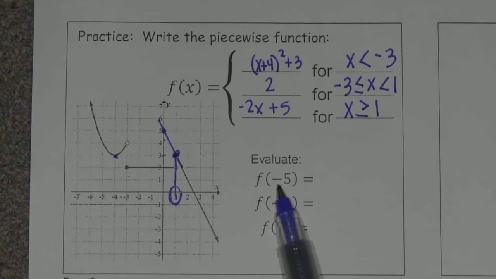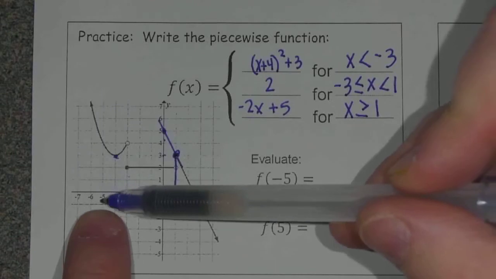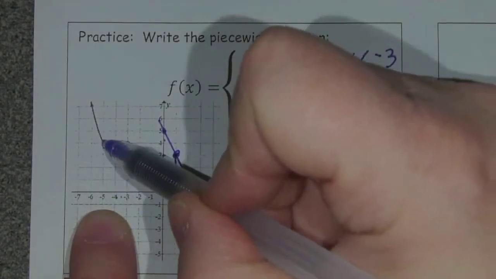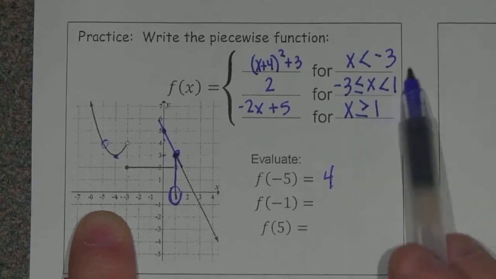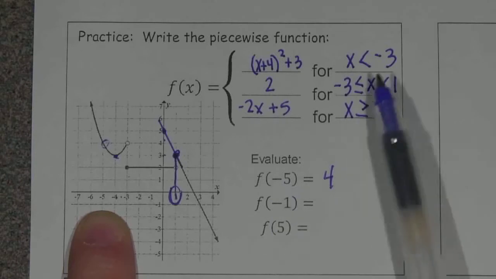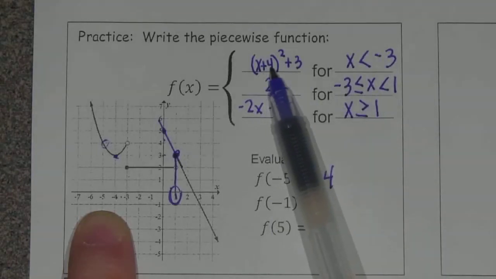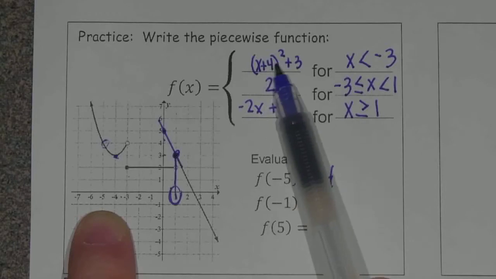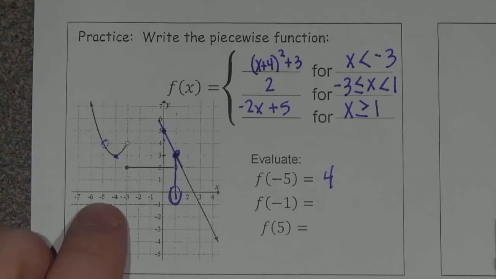Now let's take a minute and evaluate these expressions where it asks us to. So when f of x is -5, so my x value is -5. What's my y value equal to? It's equal to 4. Now I could have substituted in here and figured it out. -5 would go into this equation right here. So -5 plus 4 would be -1. -1 squared is +1. +1 plus 3 is 4.